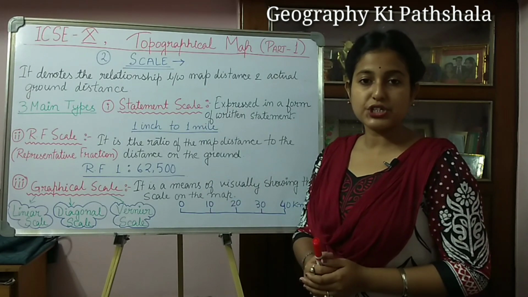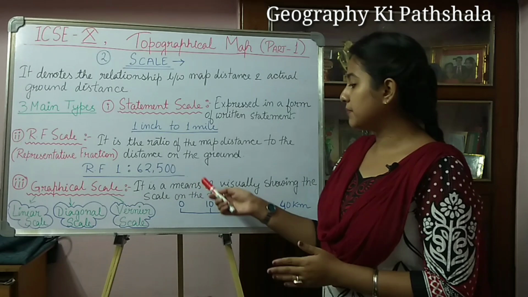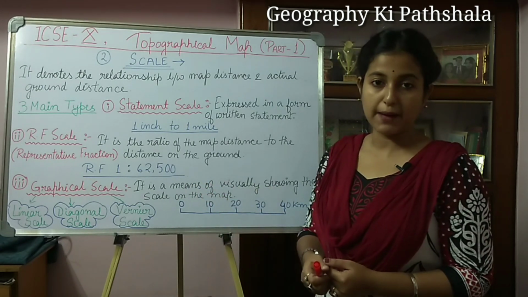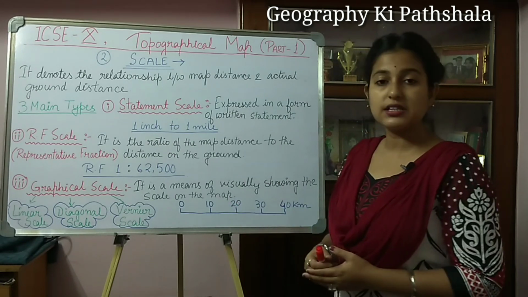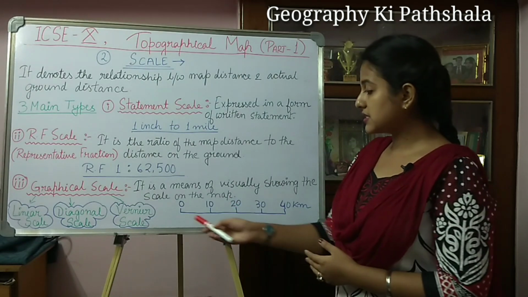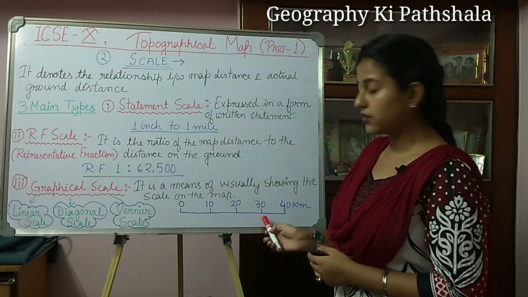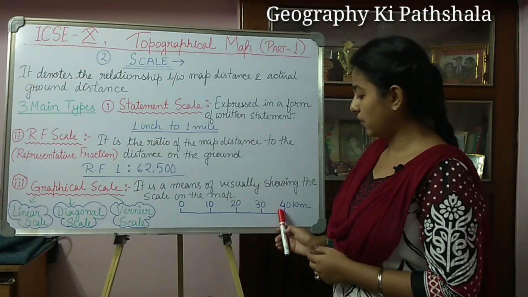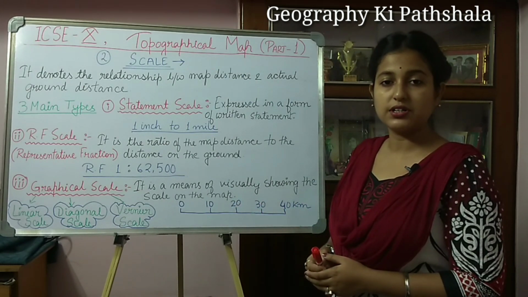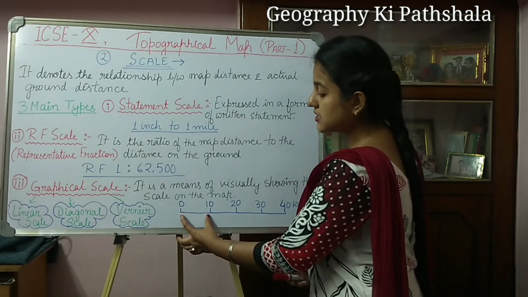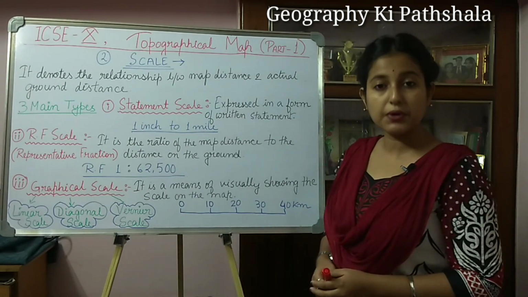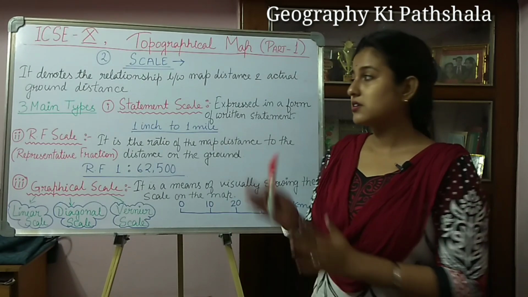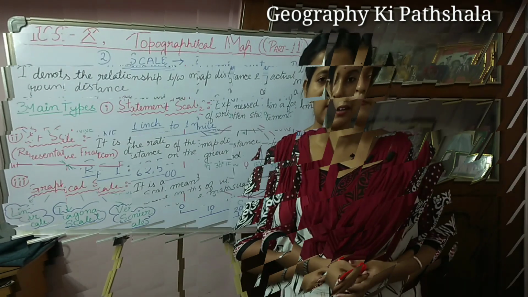And the last one, which is graphical scale, is a means of visually showing the scale on the map, and it is represented in this form. From here you can see that I have drawn a graphical scale, and here I have written 0, 10, 20, 30, 40, and the unit is kilometer. That means in the map this much distance represents the ground distance, which is 10 kilometer. So these are the main 3 types of scale.